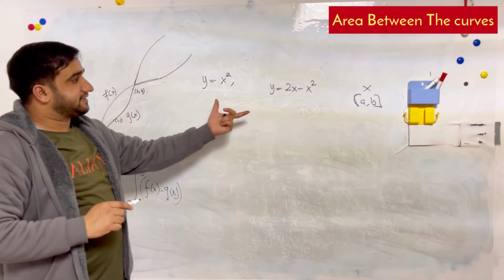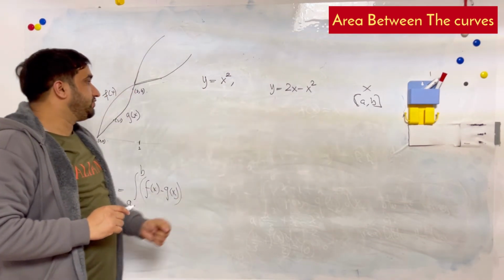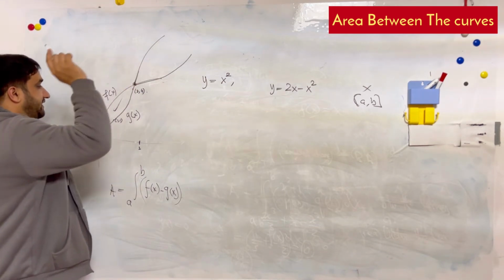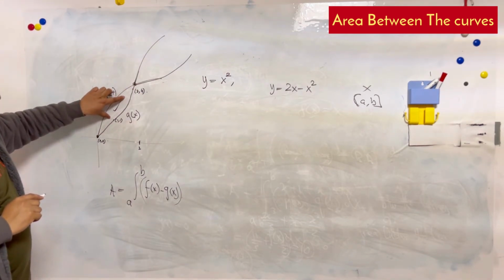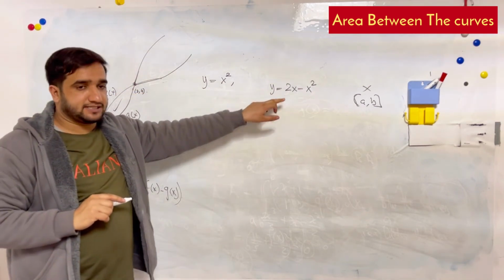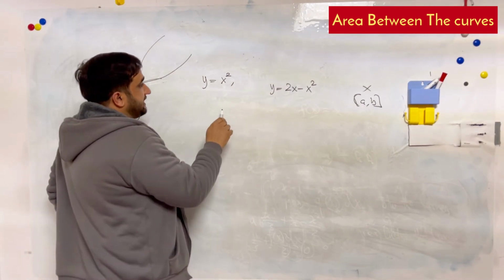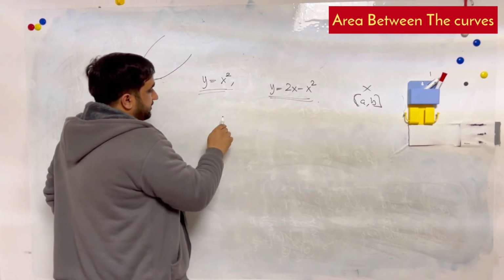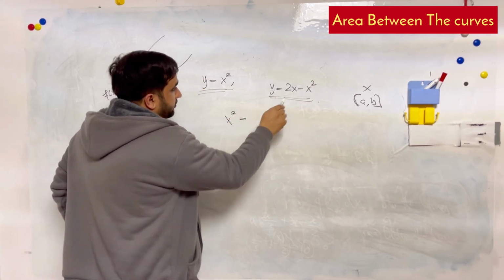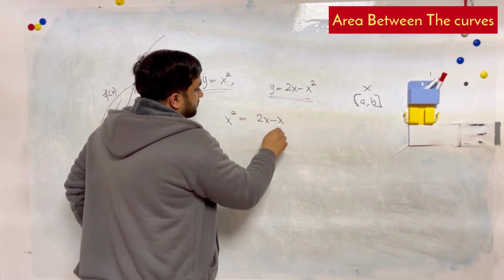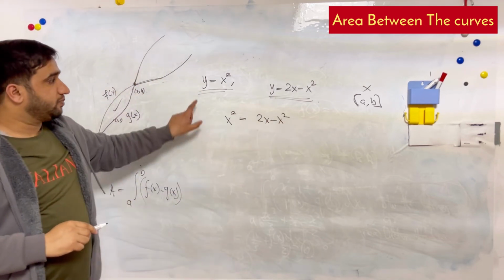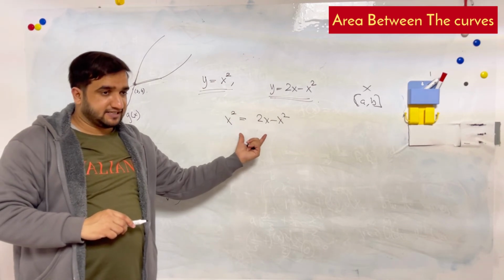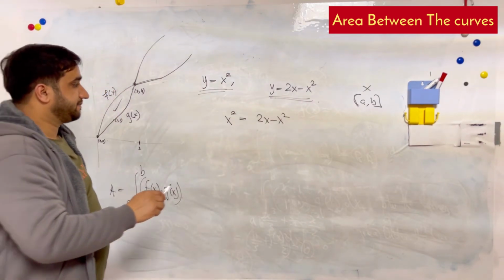Now in that case, you only need to find the first intersecting points and just find the area under that region. So to find the intersecting points, put both the equations equal to each other. Both are equal to y. So you can say x square is equal to 2x minus x square. When you put them together, they will give you certain values of x, which are the intersecting points.